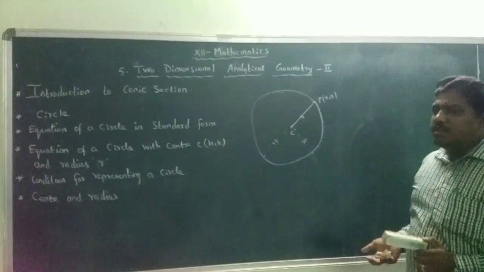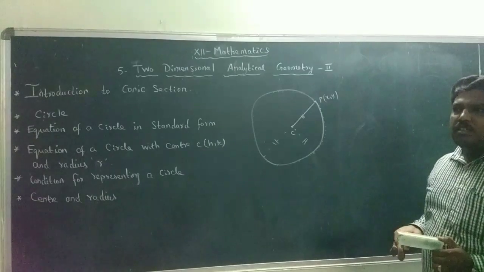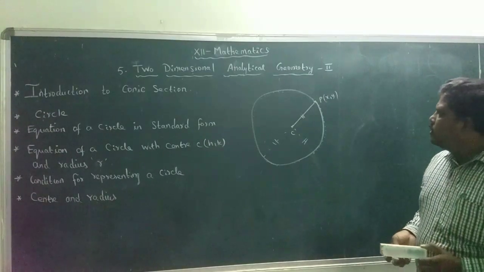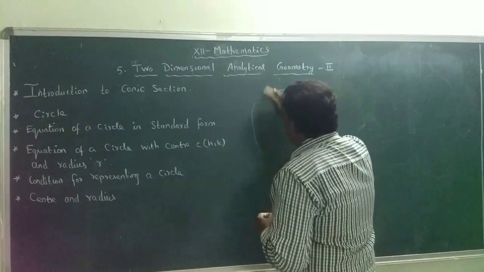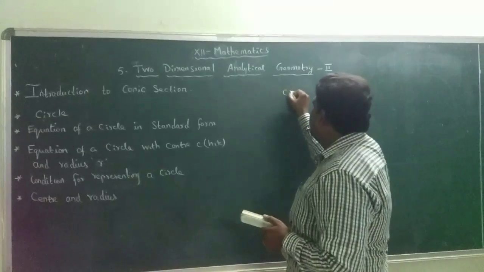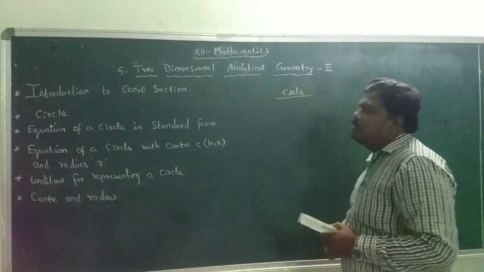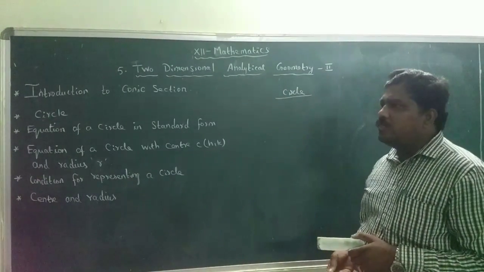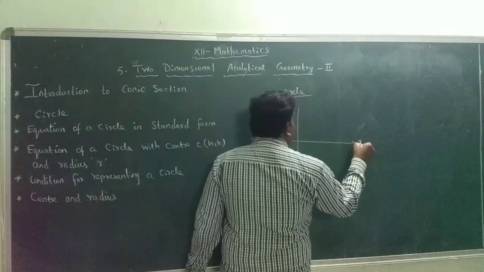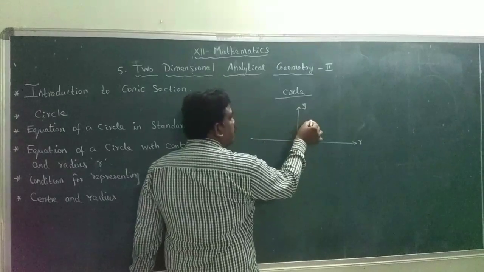Now what are the equations of circles? What are the types? Because when the data changes, the equation will change. So now this is known as a circle. Let us look at the circle topic specifically. All right? First of all, the standard equation. Here take the axes, x-axis and y-axis. Here is a circle.